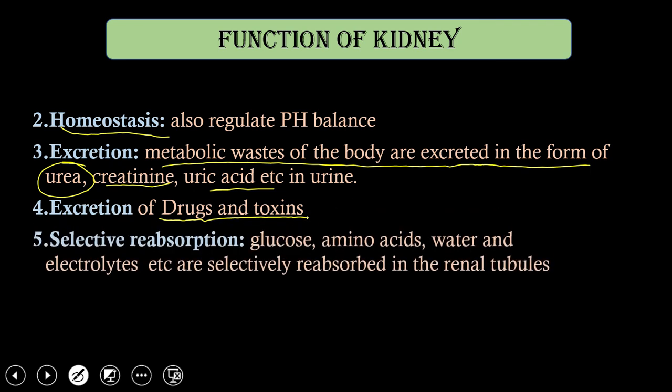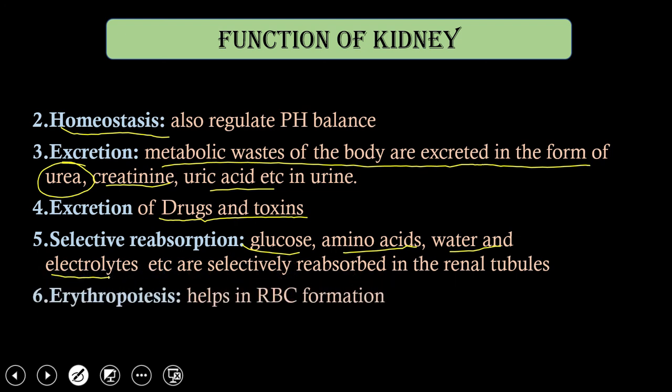Selective reabsorption, so it carries out the reabsorption of important components like glucose, amino acids, water, electrolytes, which are necessary for our body. Erythropoiesis, so it helps in the formation of RBCs by secretion of the erythropoietin hormone. So these are the functions of the kidney. So we have completed the structure and function of the kidney.